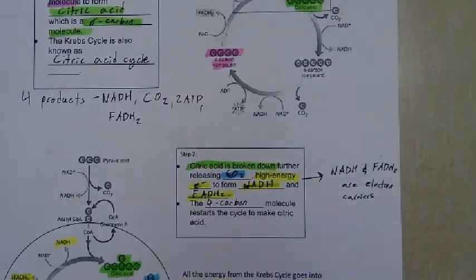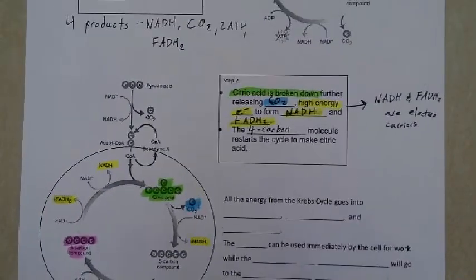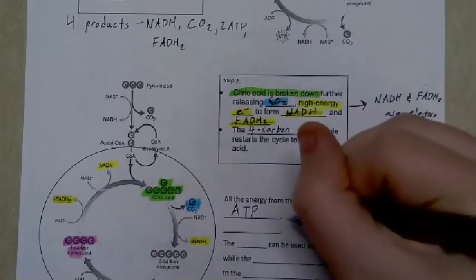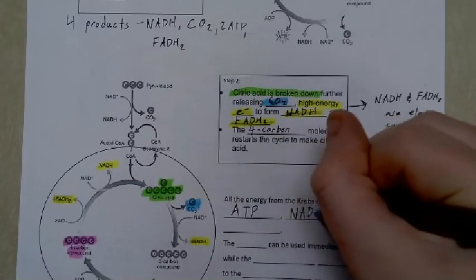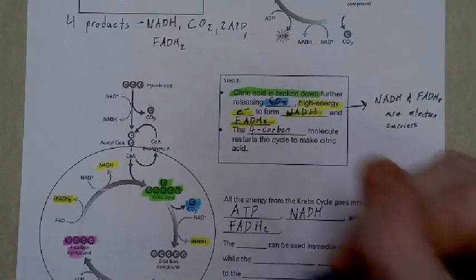So I have now produced my 4 products of the Krebs cycle, right? NADH, CO2, 2 ATPs, and some FADH2. So now all of the energy that we've gotten from our Krebs cycle has gone into the form of some high energy molecules, right? We have ATP that we produced, but we have also produced these NADH and this FADH2, these electron carriers.